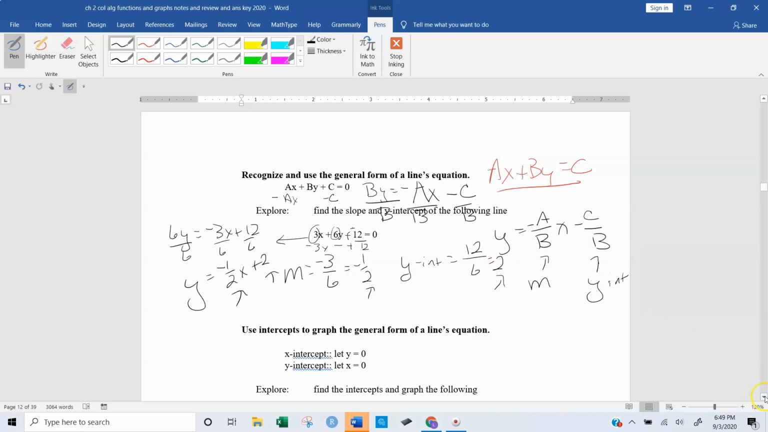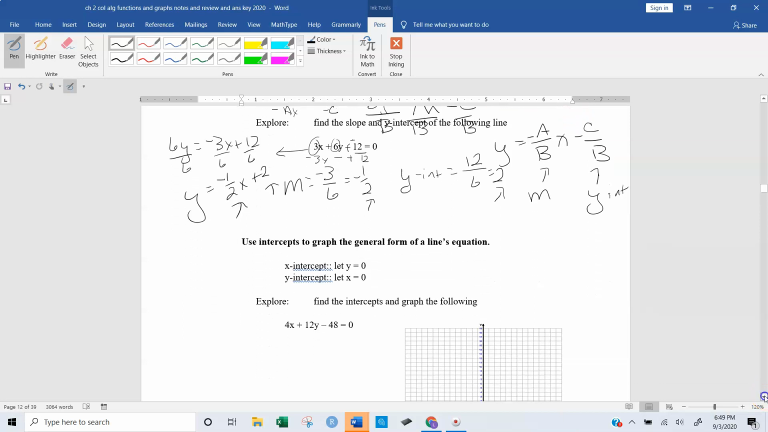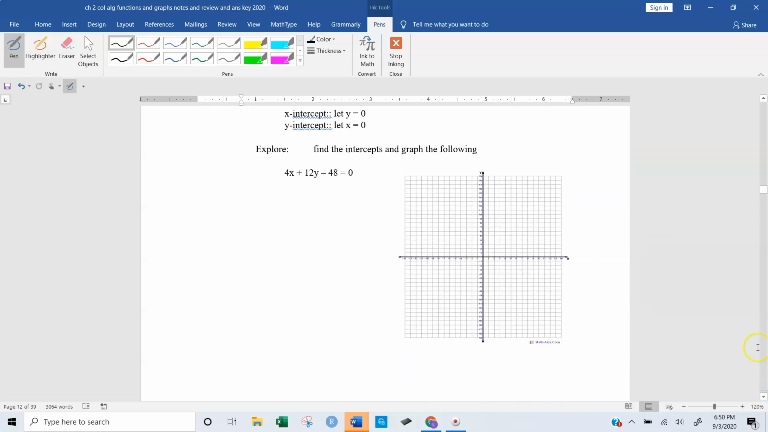I don't care. All right, next, we have to graph using intercepts. That means for the x-intercept, you let y equal 0.